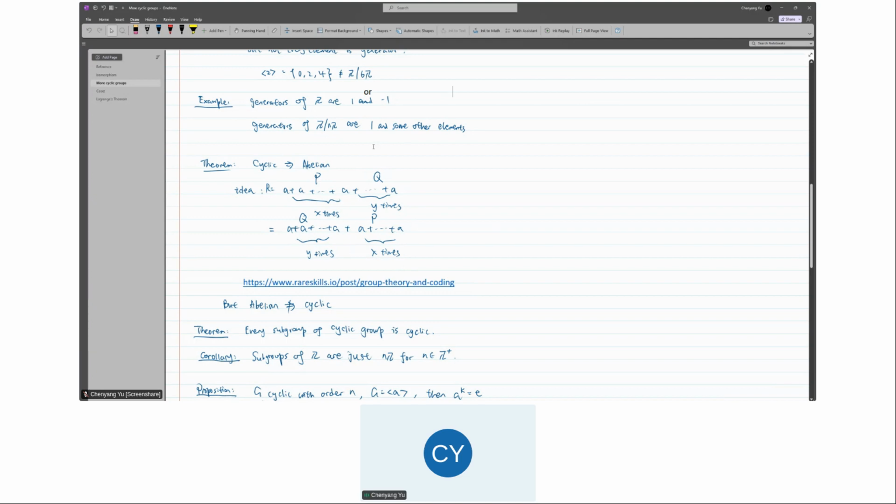So it's not a formal proof, but I think it's easier to understand this way, so I include it here. This is the idea: you just break things down, or you can do multiplication here. It doesn't matter. The idea is still the same.